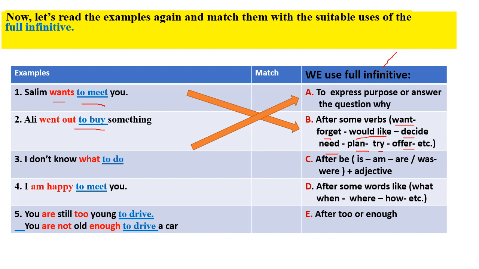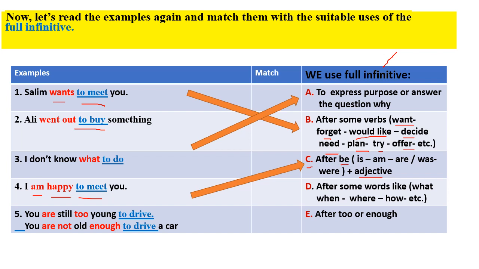C, after verb to be plus adjective. Verb to be means is, am, are in the present, was, were in the past. So after verb to be plus adjective, we use full infinitive. A good example is 4. So here, am happy is the adjective. I am happy to meet you. After the adjective happy comes full infinitive, to meet you.